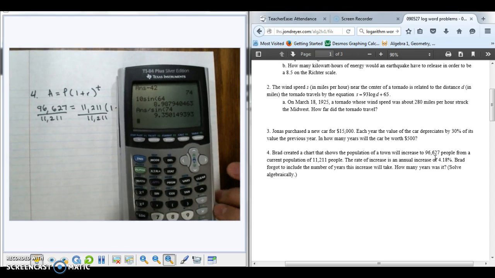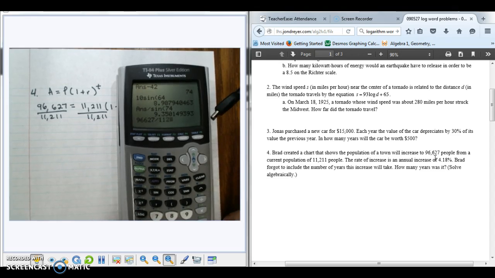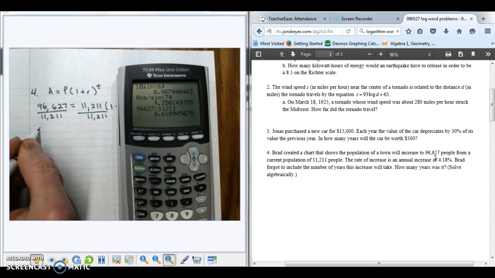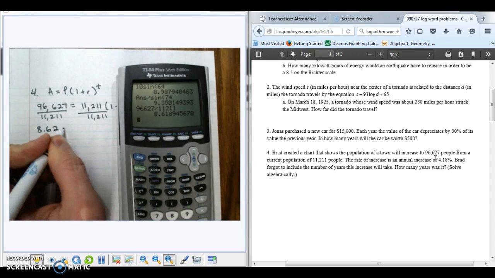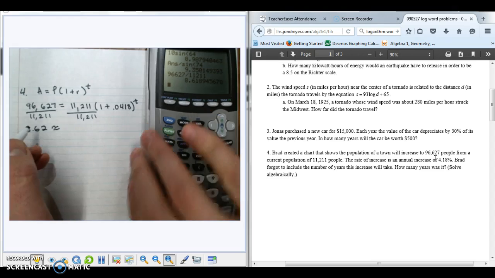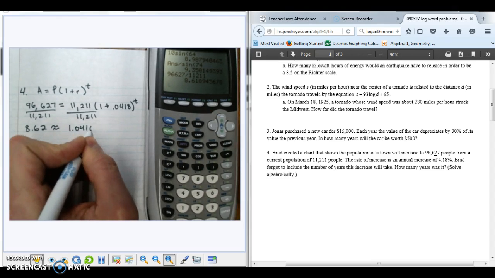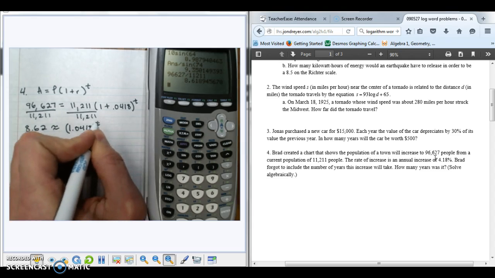And we get 96,627 divided by 11,211. And we're going to get, I'm just going to round it right now, 8.62 is about equal to, instead of writing out 1 plus, I'm just going to write 1.0418. I don't need to add that anymore, to the t.